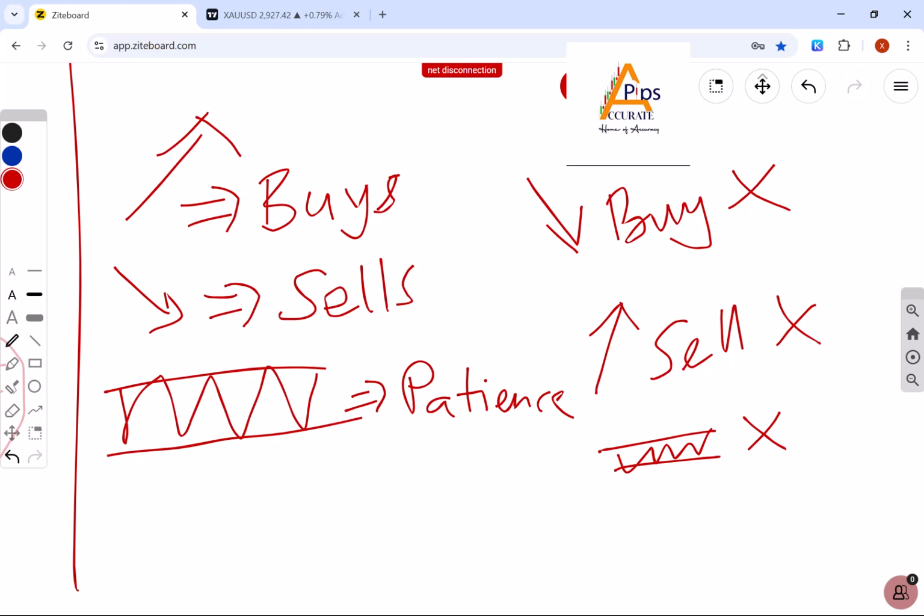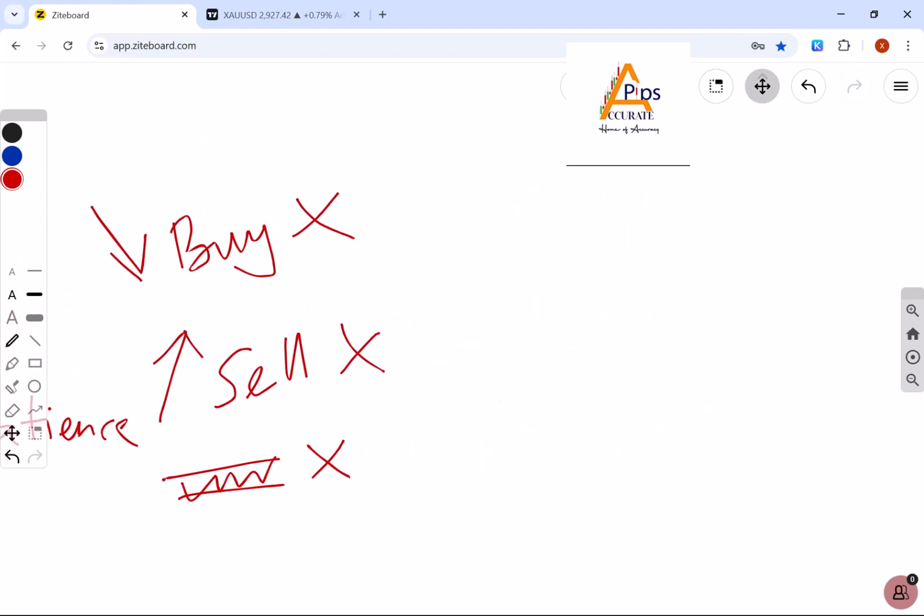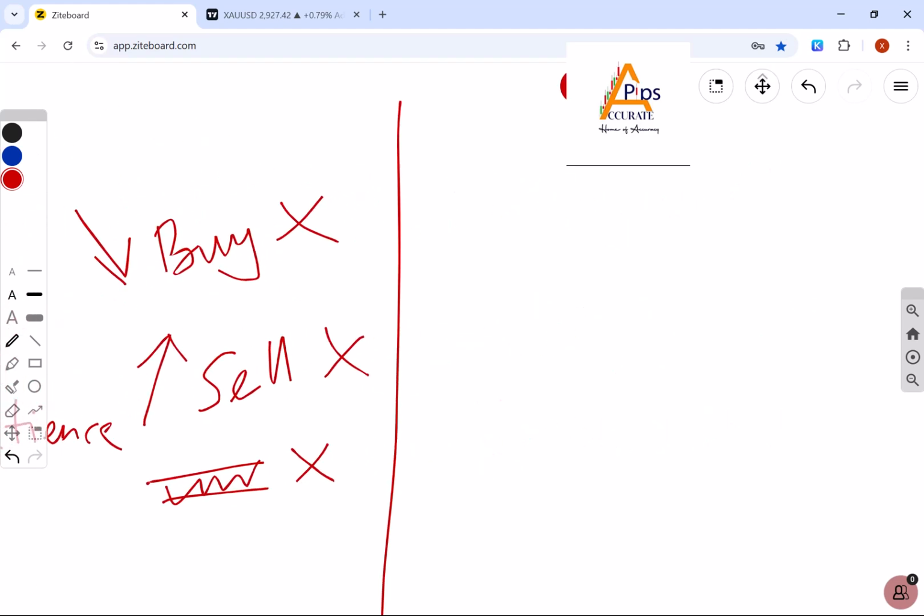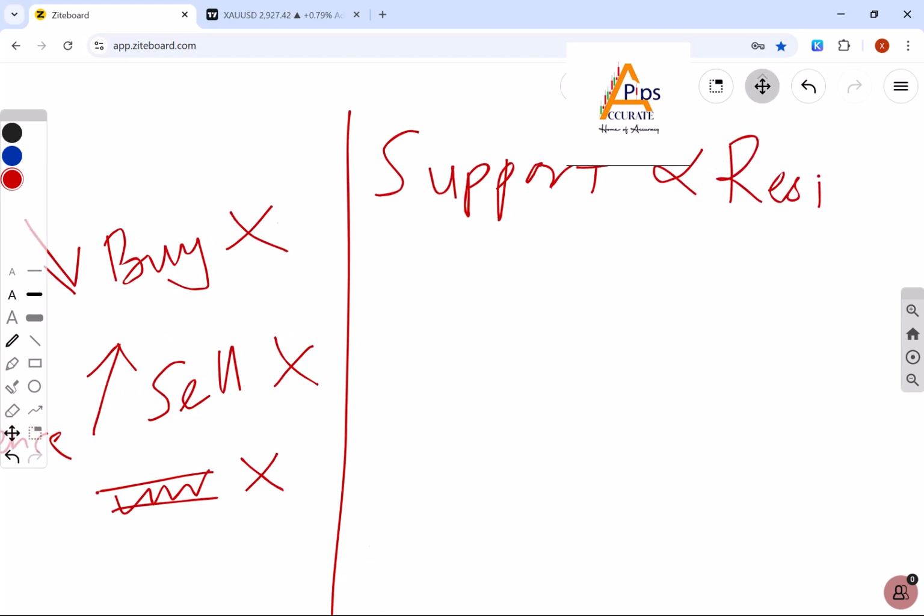Then I think the last thing I want to talk about before we end today's lesson is support and resistance. I'll talk about supply and demand under the next one. So let me talk about support and resistance together, because the two of them work hand in hand.